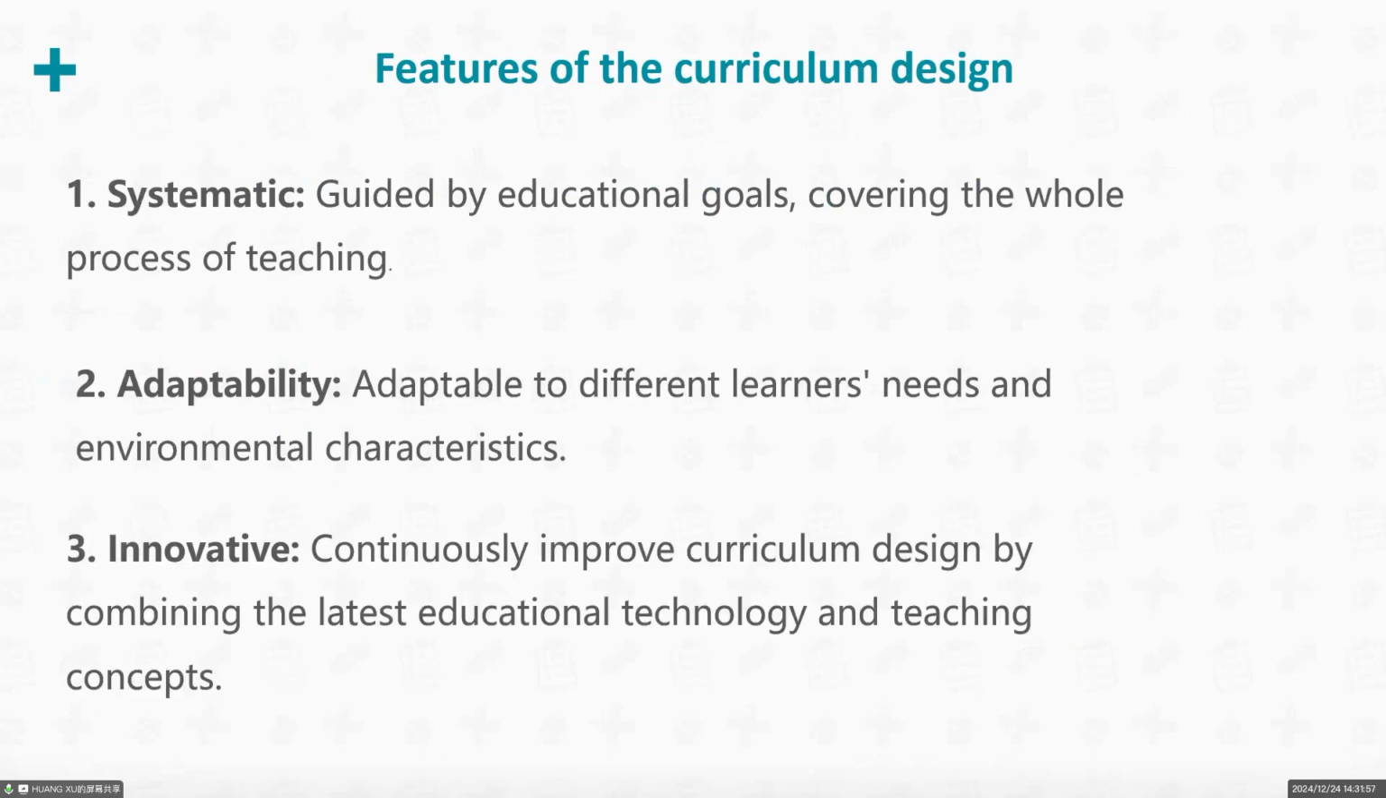Here are the features of curriculum design. Number one is systematic, guided by educational goals, covering the whole process of teaching. Number two is adaptability, adaptable to different learners' needs and environmental characteristics. And the last one is innovative, continuously improving curriculum design by combining the latest educational technology and teaching concepts.